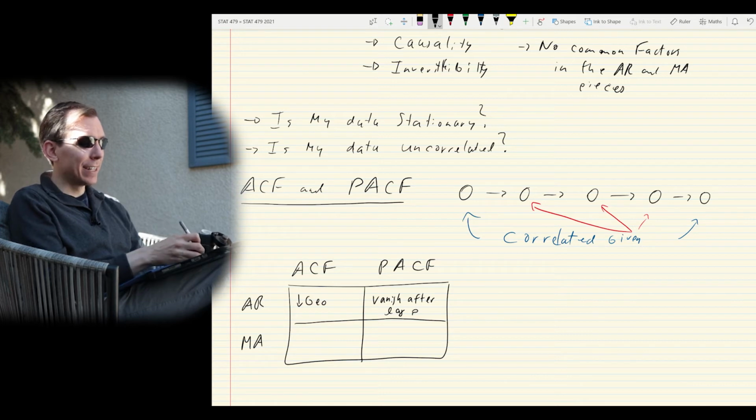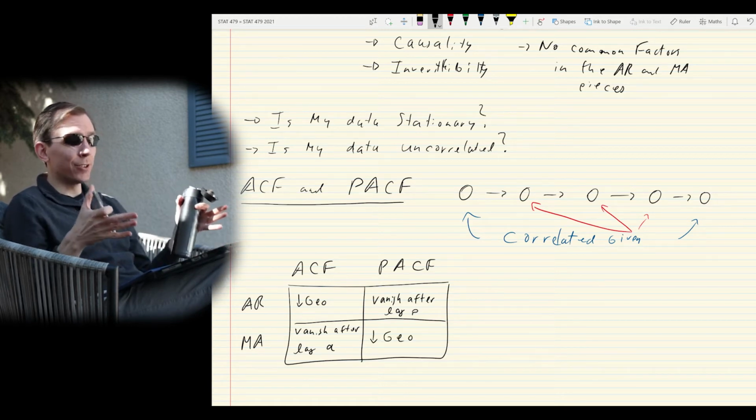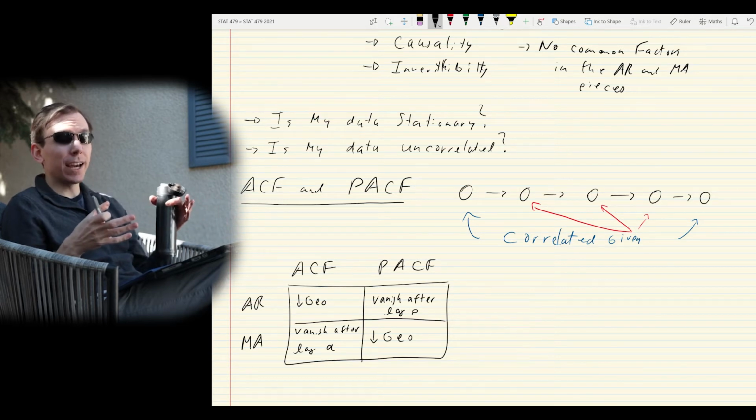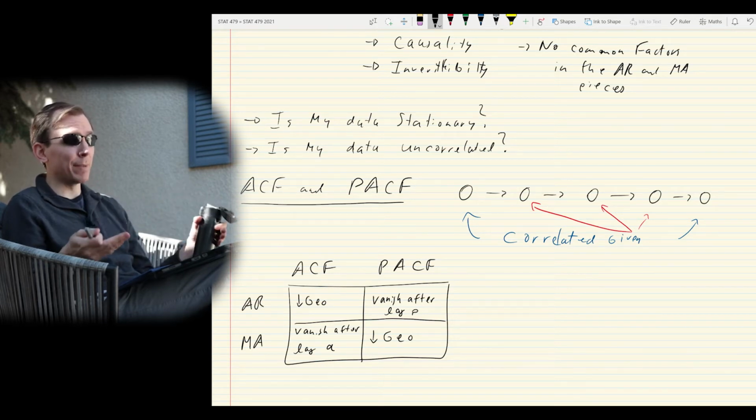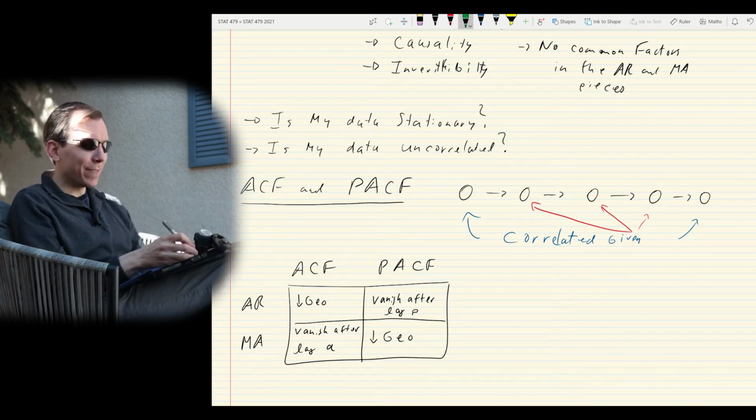And we see the reverse for the moving average process. In this case, the ACF will vanish after lag Q, but the PACF will decrease geometrically. So again, these are two useful tools to really try to understand what's happening with a given time series data set.